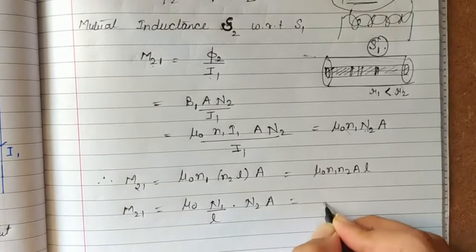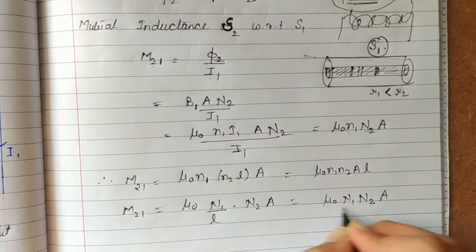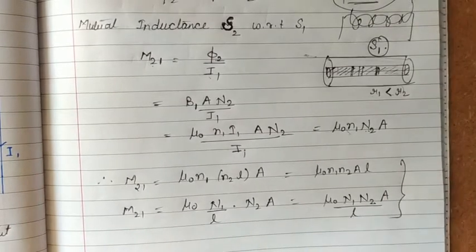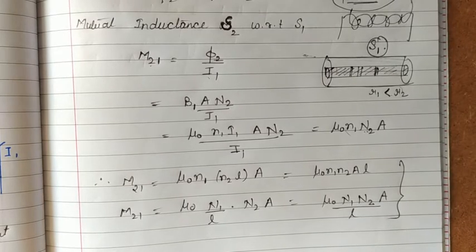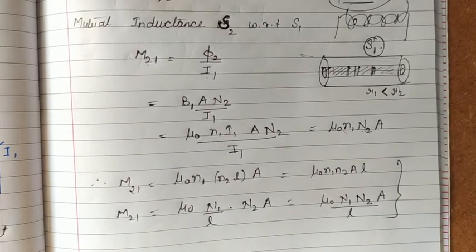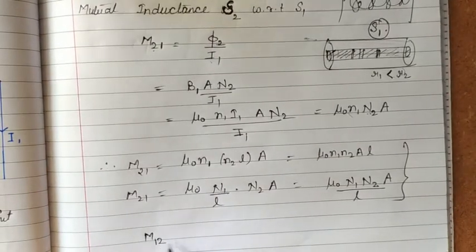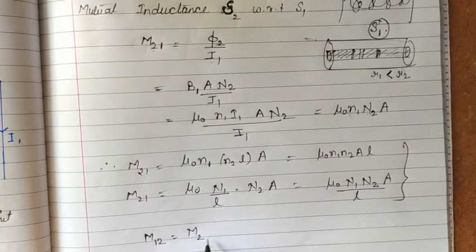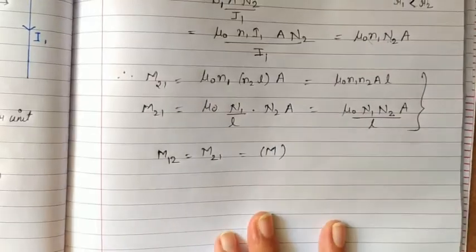So it will be mu naught capital N1 capital N2 A upon L. So these are the values for mutual inductance of second coil with respect to first coil. Now if we compare both the results, what we see is M12 is equal to M21. So let it be capital M. We assume it as capital M.